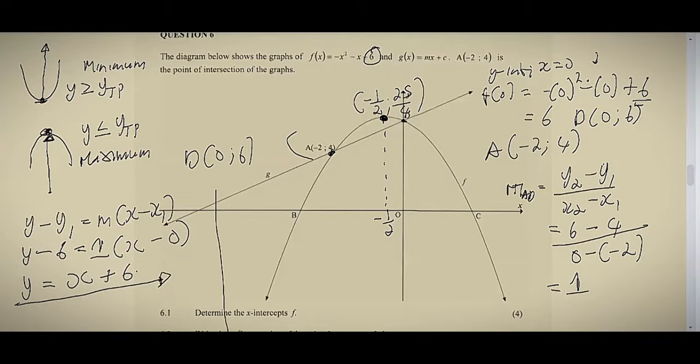Now, if you are curious as to whether substituting the coordinates of A will also give us the same answer, we can also do that one. y - y1 = m(x - x1).